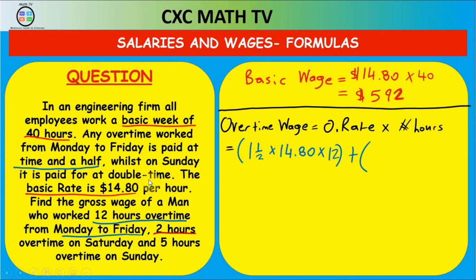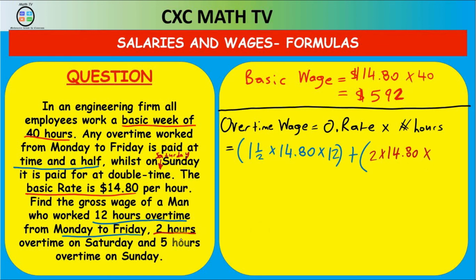Now I do not see the rate that he's being paid at for Saturday, right? So let us assume that he's being paid at double rate Saturday as well. That would have been my bad. It should have been while on Saturday and Sunday, he's being paid at double rate. So I'll add it to the question. While on Saturday and Sunday, he is being paid at double rate. So that was missing from the question. My bad right there.